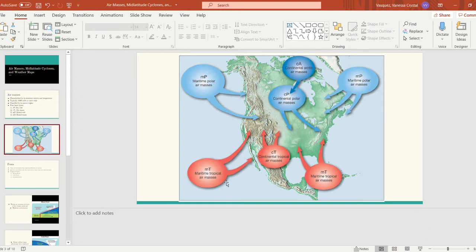And then we have maritime tropical air masses and continental tropical air masses. Maritime and continental have the same meaning: formed over the ocean, formed over land. But tropical means that the air mass originates in the low latitudes, and they tend to be warm air masses.